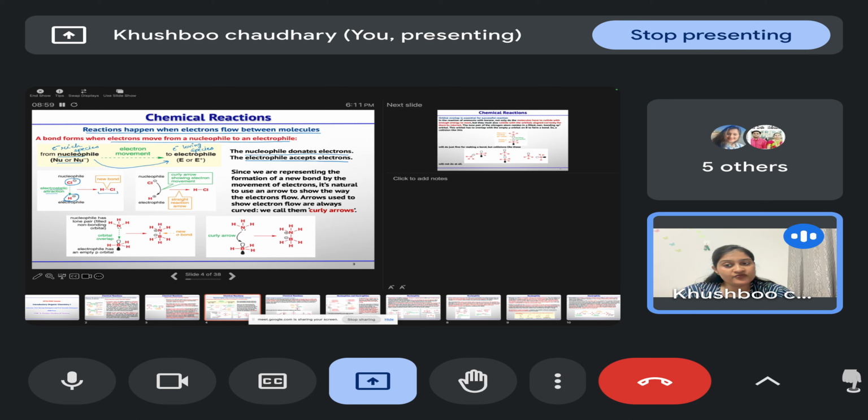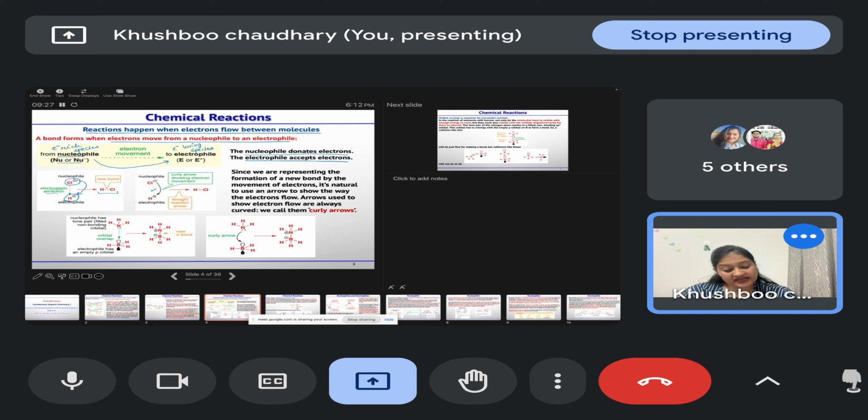Now how will we show the movement of electrons? Electrons will move from the chlorine towards the proton. So this is the type of curly arrow we will use to represent a chemical reaction. And what does this arrow represent? It represents the movement of electrons, from the electron rich species towards the electron deficient species.